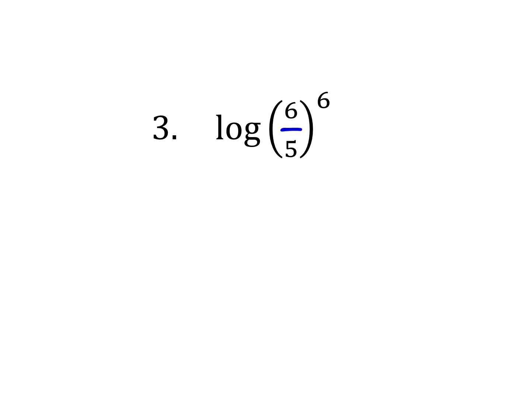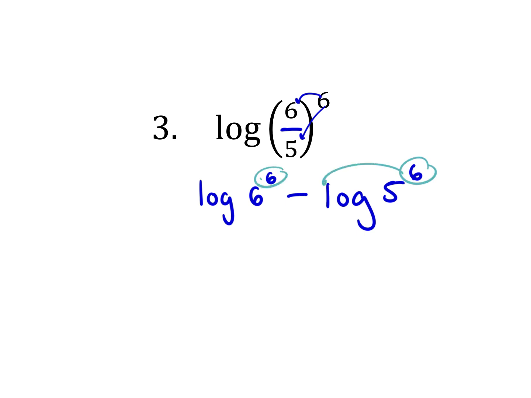But because the exponent is being applied to both numbers, you can either distribute it to both of them now or move it out front and then separate it with division, either way. But just make sure you know that that 6 power is being applied to both of them. So we have log of 6 to the 6th power minus log of 5 to the 6th power. So then any exponents we have are going to go in front. So 6 log 6 minus 6 log 5.